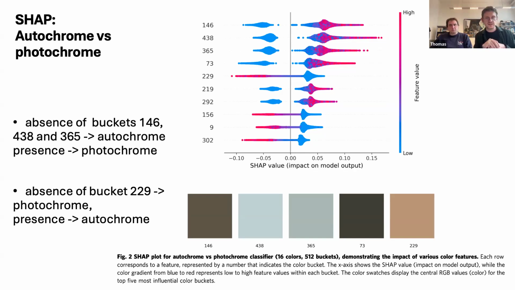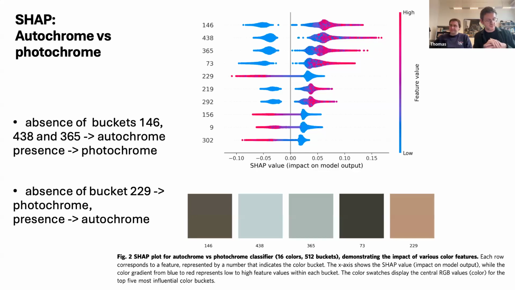And on the x-axis, the horizontal axis, we see the SHAP value that indicates the impact that the color's presence or absence has on the model's prediction. So whenever a color is to the left of the middle, it pushes the prediction towards autochrome, whereas on the right, a higher SHAP value pushes it to the photochrome. So this is about the photochrome autochrome distinguishing.